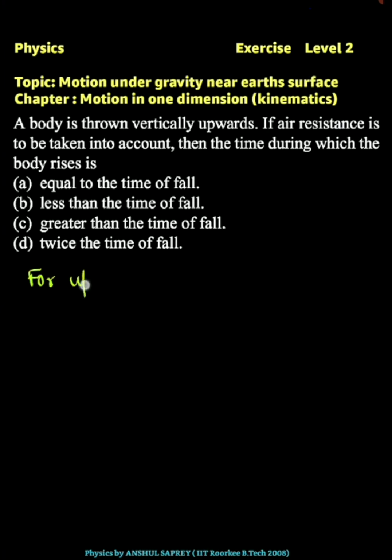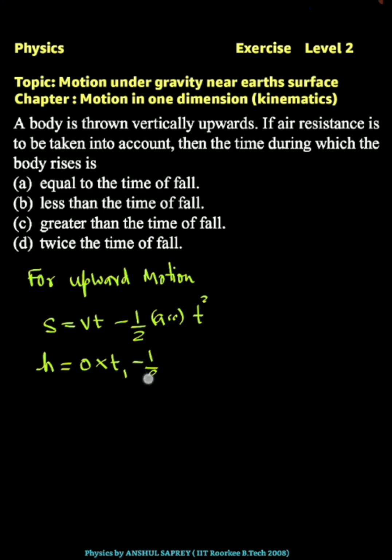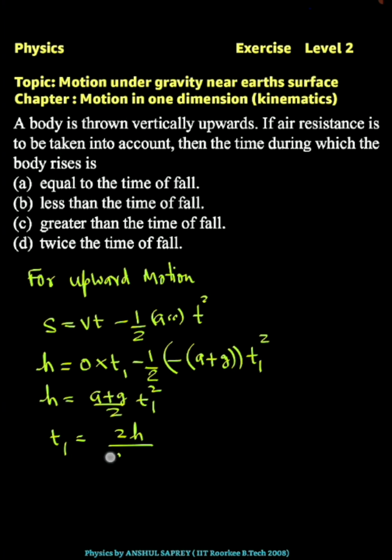For upward motion, let's use s = ut minus half into acceleration into time squared. So h is equal to 0 into t1 minus half into acceleration, which is minus of (a plus g), and time taken is t1, so t1 squared. So h is equal to (a plus g) by 2 into t1 squared. So t1 is equal to the square root of 2h divided by (a plus g).